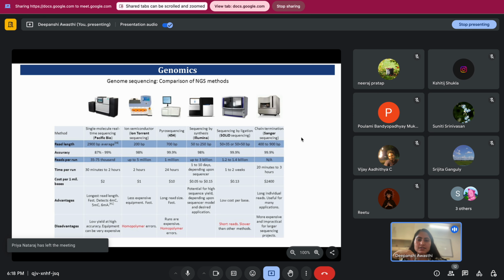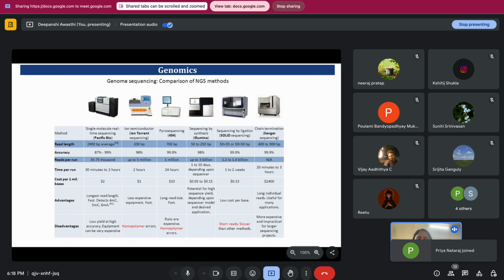So this is the comparison table in which I have compared all the NGS methods along with the first generation and the third generation. From now on the second and third generation will be called next generation sequencing only, for simplicity. So these are the next generation sequencing methods, and the Sanger one is the first generation.